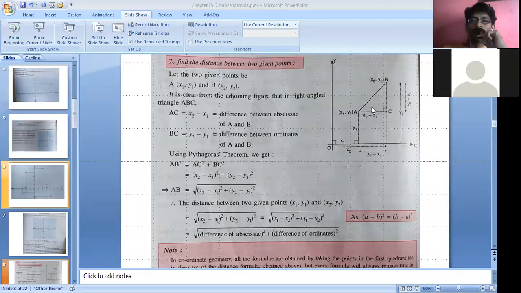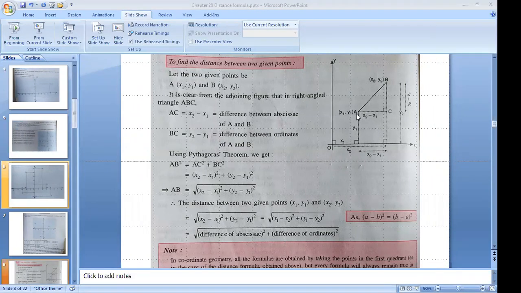So over here, let's say this is point A and this is point B. Let's say point A has coordinates x1, y1, and the coordinates of point B would be x2, y2. So the coordinates of A being x1, y1 means this distance on the x-axis is going to be x1, and this distance on the y-axis is going to be y1, isn't it?